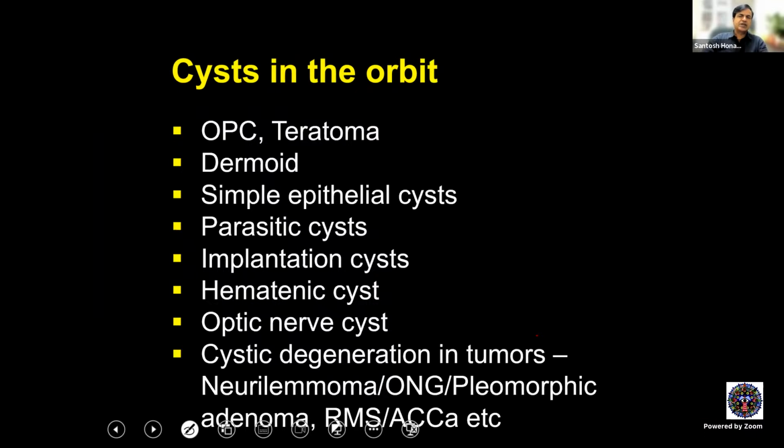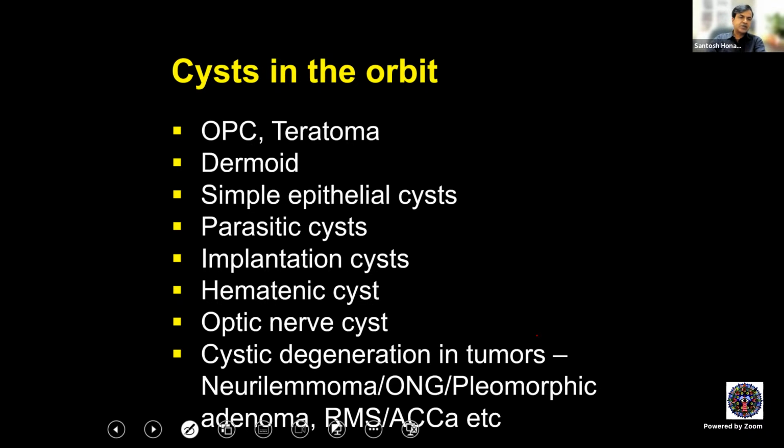Now, this is just a list of cysts in the orbit. While we are talking about dermoid, you should also recollect the other cysts. Orbitopalpebral cyst, teratoma we already covered. Dermoid, then there could be no reason why the patient should not have a simple epithelial cyst or a parasitic cyst, which is cysticercosis, hydatid cyst, implantation cyst, hematinic cyst in a patient who has had trauma, or a small lymphangioma can bleed and remain chronic without much absorption. That forms a hematinic cyst.